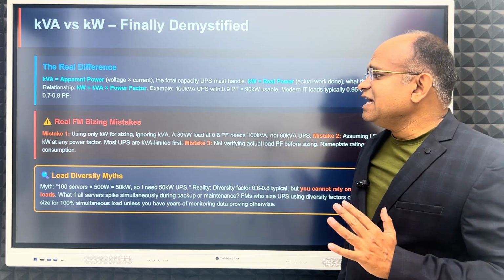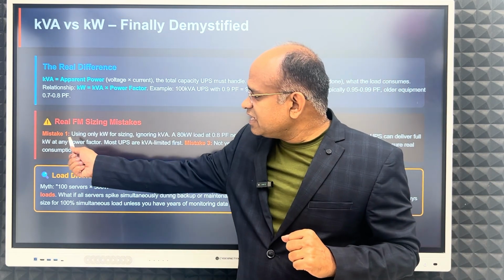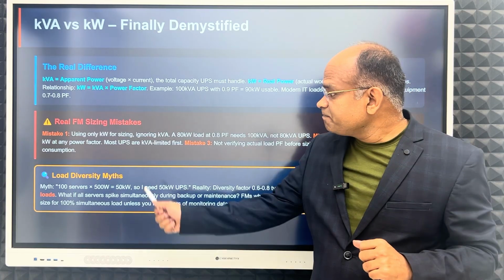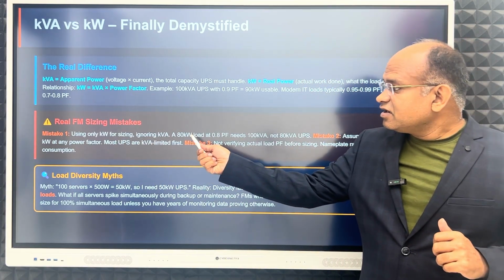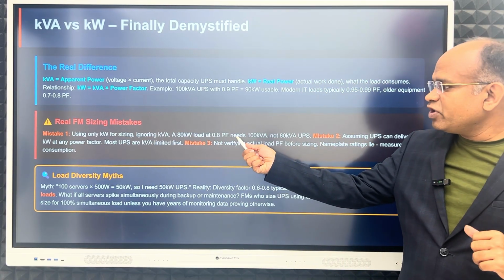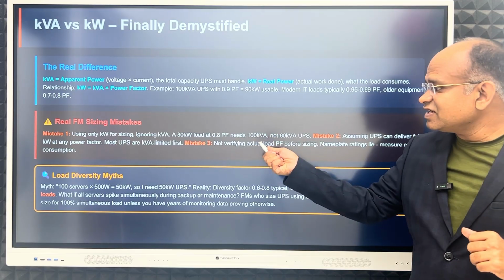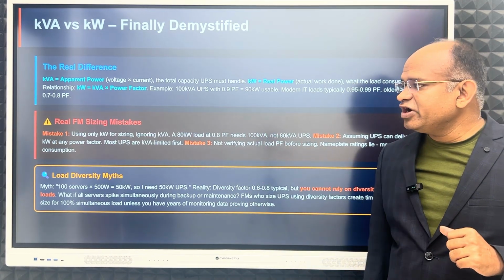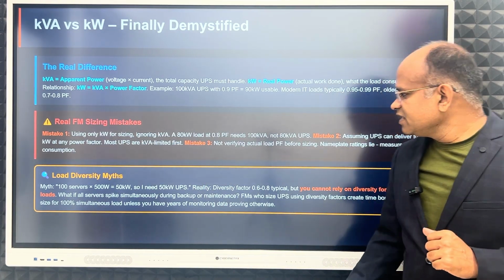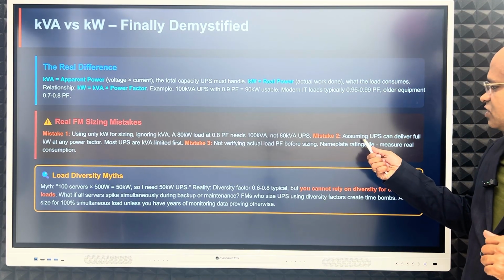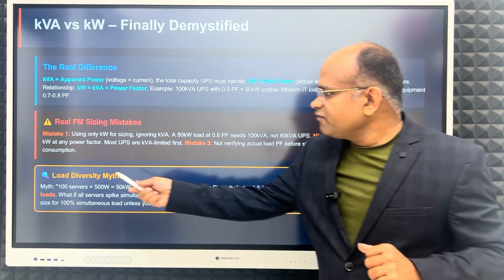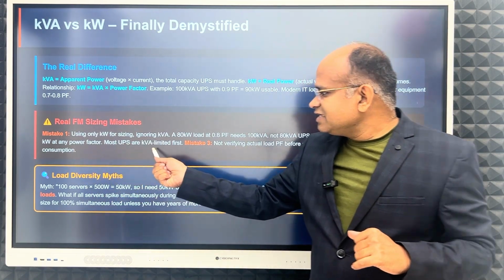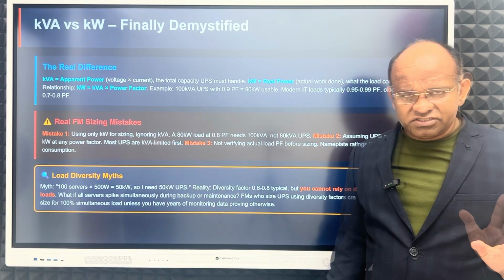Now real sizing mistakes. Mistake 1: using only kilowatt for sizing and ignoring kVA. An 80 kilowatt load at 0.8 power factor needs 100 kVA, because 100 multiplied by 0.8 becomes 80. Then mistake 2: assuming the UPS can deliver full kilowatt at any power factor. No, UPSs are kVA limited first.